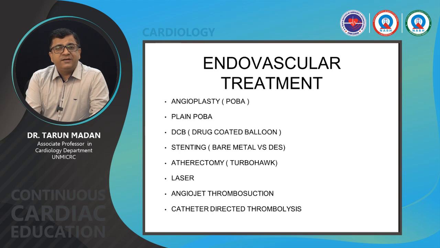If there is a calcified atheromatous plaque which is not amenable to balloon, we can use atherectomy devices, for example, TurboHawk. If it is an in-stent occlusion, we can use a laser. If the thrombus burden is very high, we can use the AngioJet thrombosuction device or catheter-directed thrombolysis, in which a catheter is placed in the femoral artery and injection TPA or tissue plasminogen activator or urokinase or streptokinase is infused through a multi-side hole catheter.